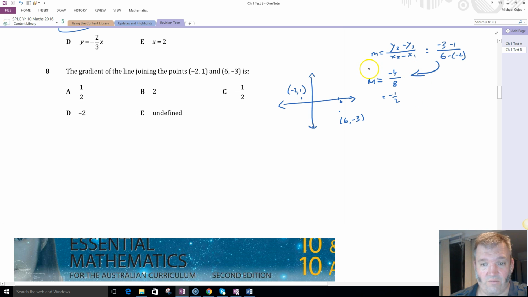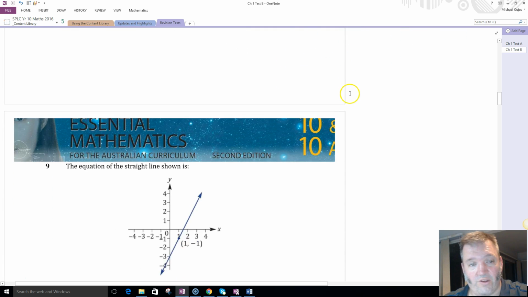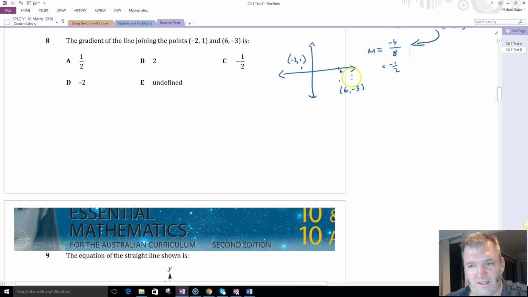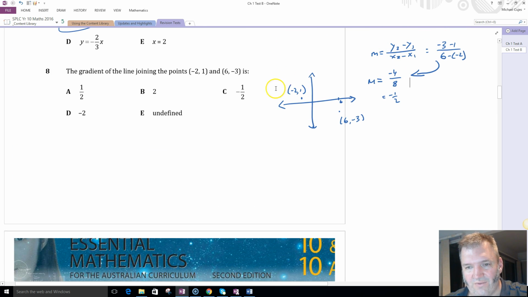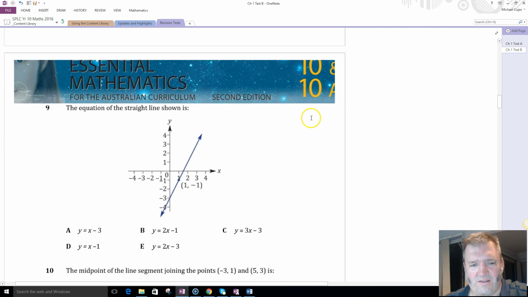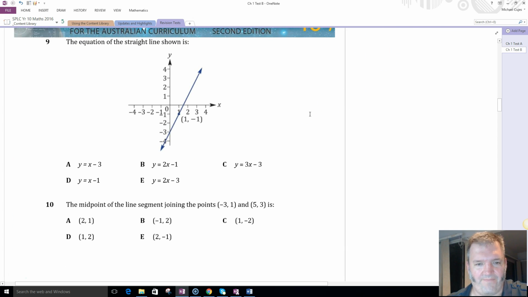So you can see you can do it by drawing a quick sketch or by using the rule. If you get stuck in the exam and you can't remember exactly what the rule is, do the diagram and count the steps. Easy, piece of cake.